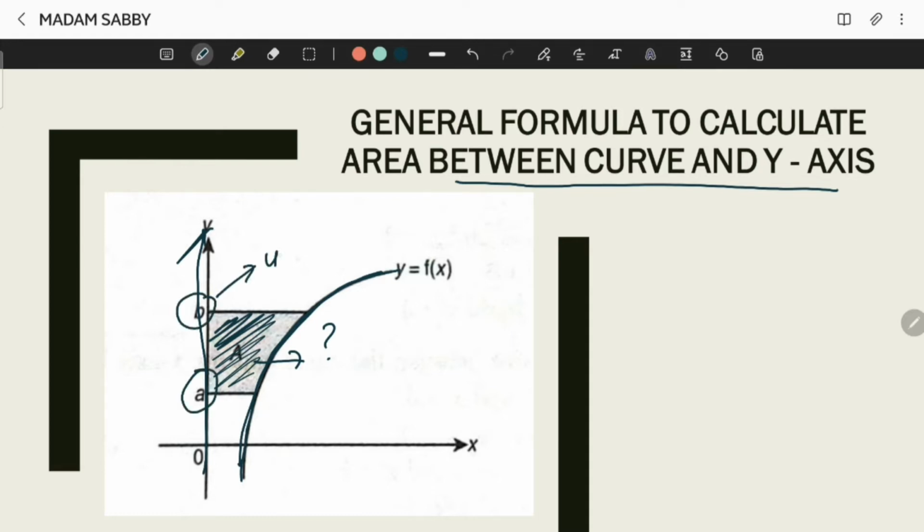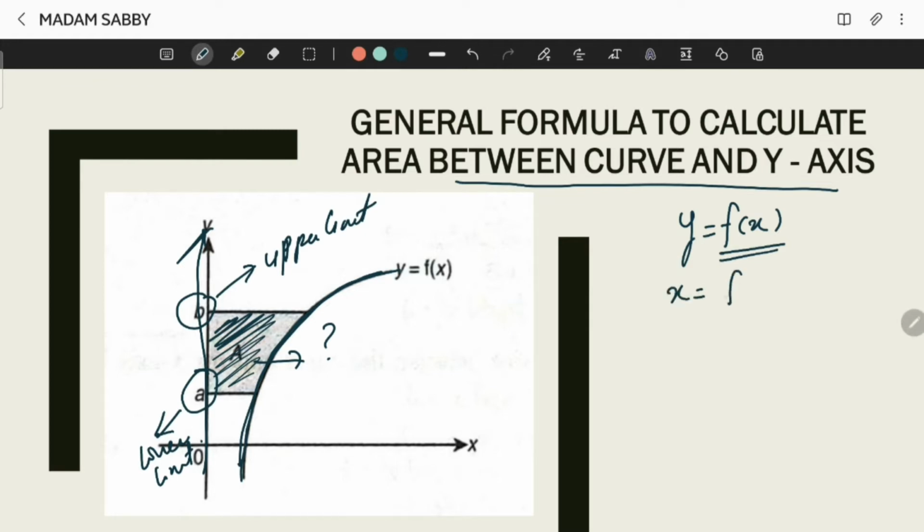Again, your b is your upper limit and your a is the lower limit. Okay, so if they give you y equals f(x), this is the given function. This f(x) is in terms of x. In order for you to find this area, you need to find out what your x is in terms of f(y). What is the new function?